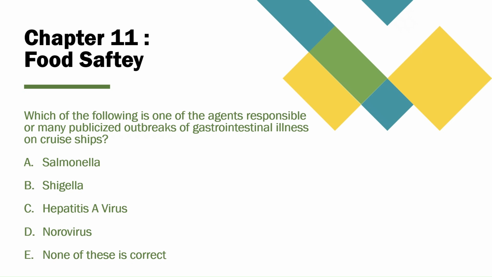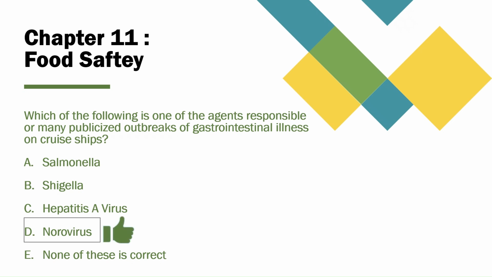Which of the following is one of the agents responsible for many publicized outbreaks of gastrointestinal illness on cruise ships? A. Salmonella. B. Shigella. C. Hepatitis A virus. D. Norovirus. Or E. None of these is correct. The correct answer is D.